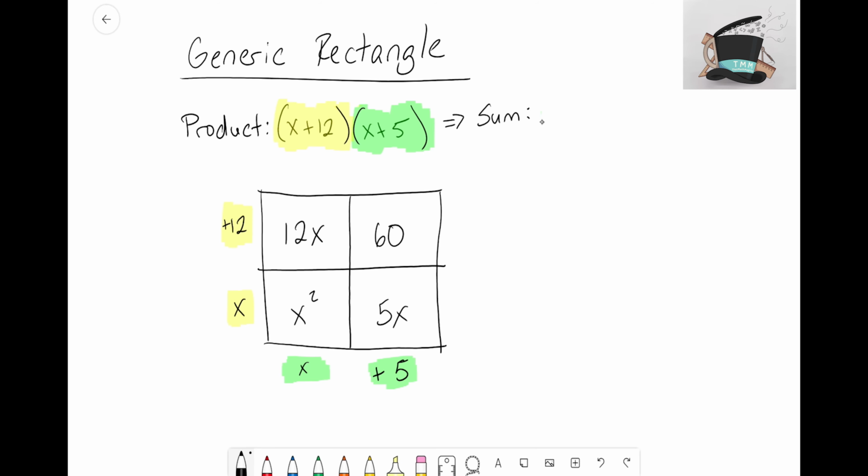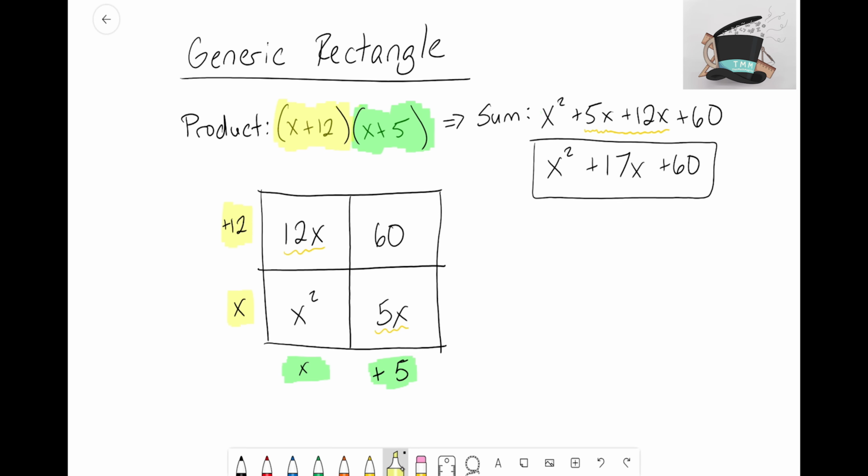Finally, for the sum, I see that we have x squared plus 5x plus 12x plus 60. But again, I always want to think about, can I simplify those middle terms there? And I think we can. 18x's. I bring down the 60, I bring down the x squared. That is the sum of our generic rectangle here. Again, sum is the inside pieces, product is the outside pieces.